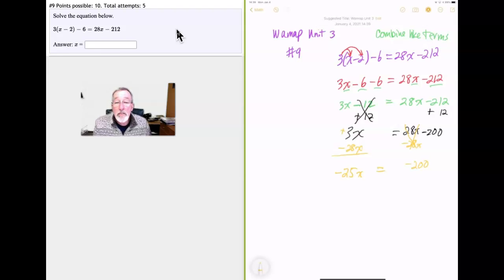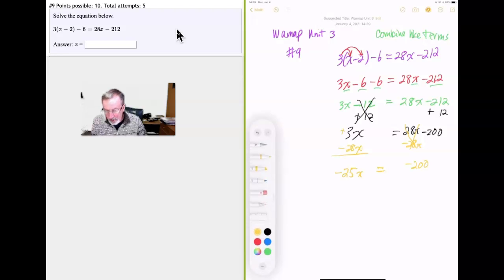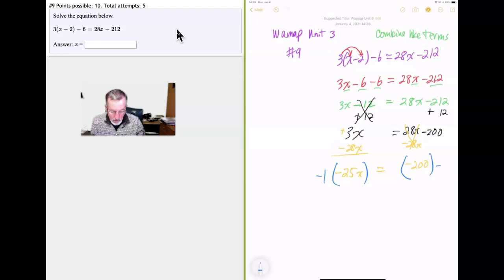And this is just too much negativity. So what we can do, a really neat way to get rid of that negative, because when we solve for x, we always want to have one single positive x in our answer, is multiply both sides by negative 1. I guess if I do that, it'll look like I'm multiplying by negative 1. And that means we'll get 25x is equal to 200.